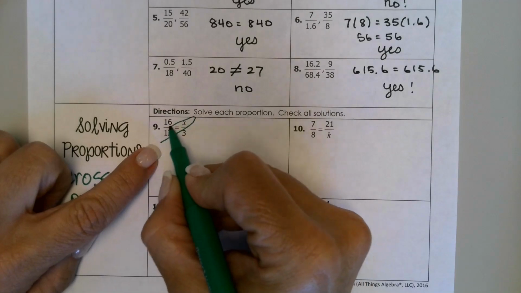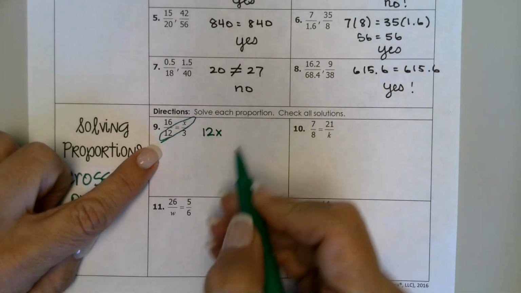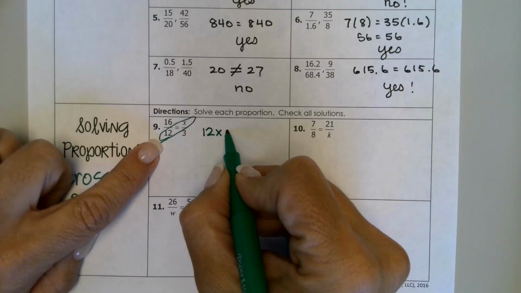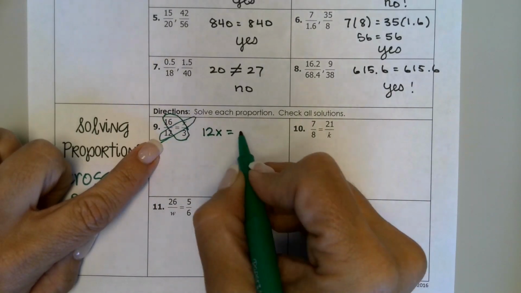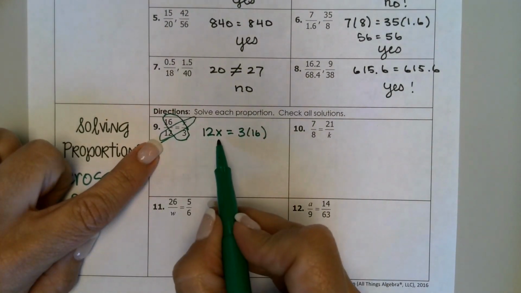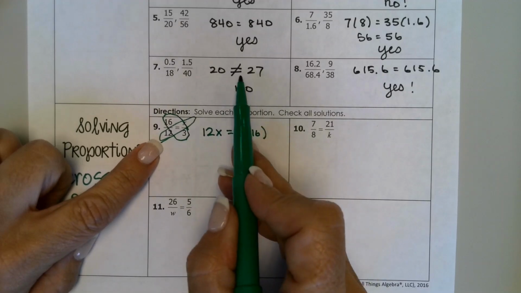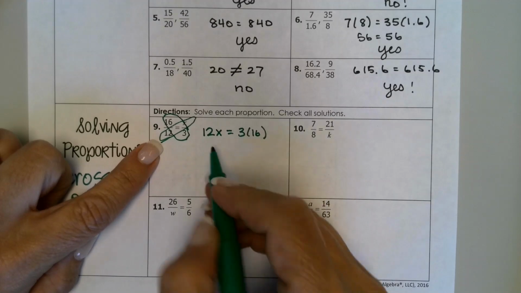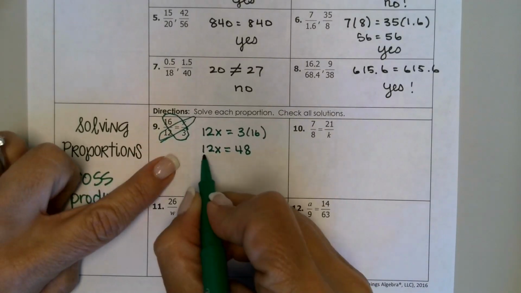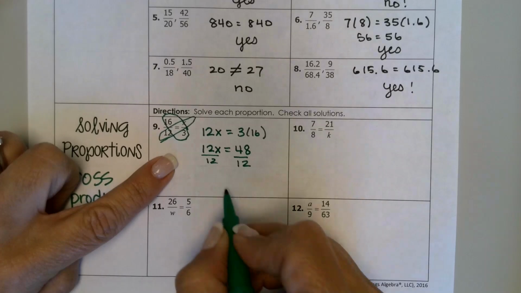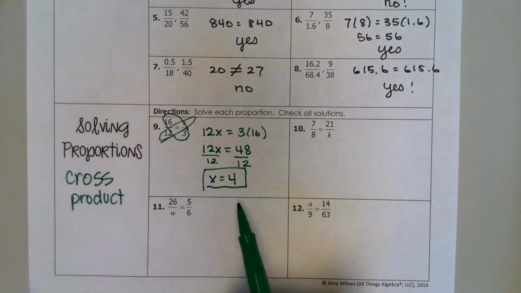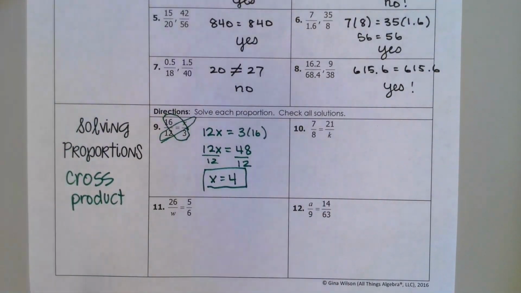So this time I have 12 times x, so 12x. And remember, the coefficient goes before the variable, all right? And then on the other side, I have 3 times 16. So nothing's changed except for now I have a variable. I am not checking to see if it's true or false. I have to solve for x. So this gives me 12x equals 48, since 16 times 3 is 48. Next step is I divide both sides by 12, and this gives me that x equals 4. So I know that this is true when x equals 4.